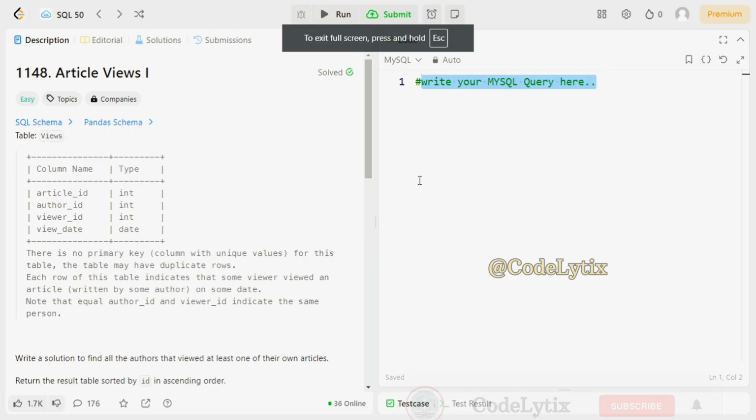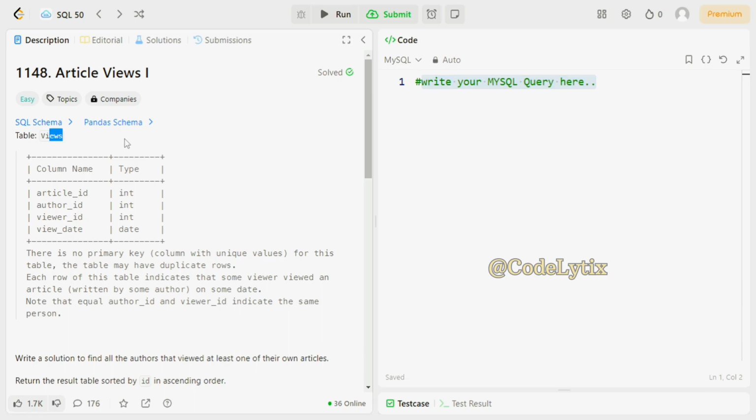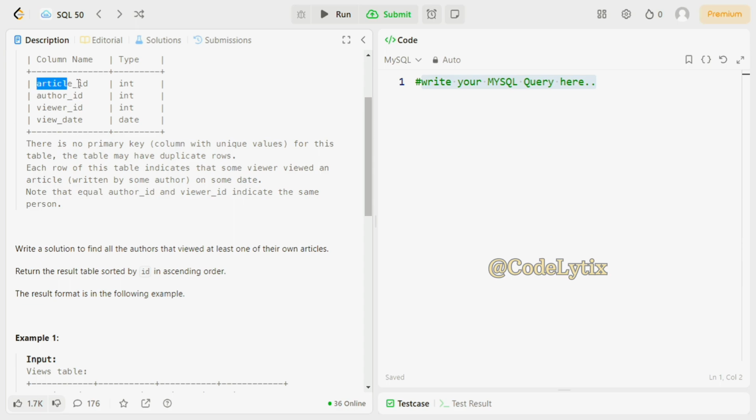So today's question is LeetCode problem number 1148, that is Article Views. Here we are given this Views table. In that we have the columns article ID, author ID, viewer ID and view date. There is no primary key for this table. The table may have some duplicate values also.